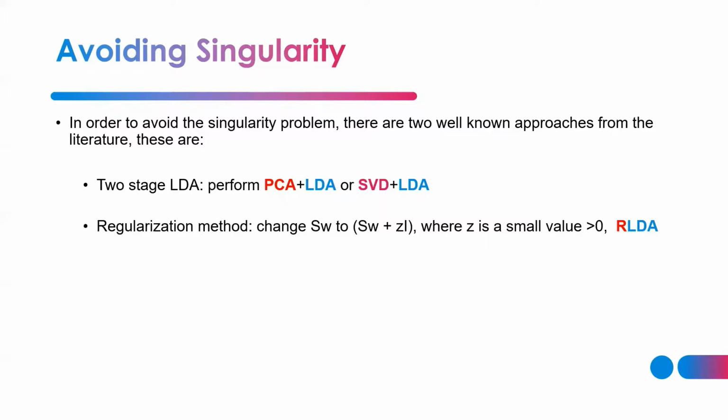But instead of doing that, you can also use a regularization method, which changes the scatter within matrix by adding a small value to an identity matrix. So I have an identity matrix like this. I add a small value to the diagonal of it, and then add it to the scatter within. And that will resolve my issue. The resultant method is called regularized linear discriminant analysis, RLDA. So in the old days, we had several options. I can apply PCA, then LDA, or SVD, then LDA, or I can just add a regularization and use RLDA.